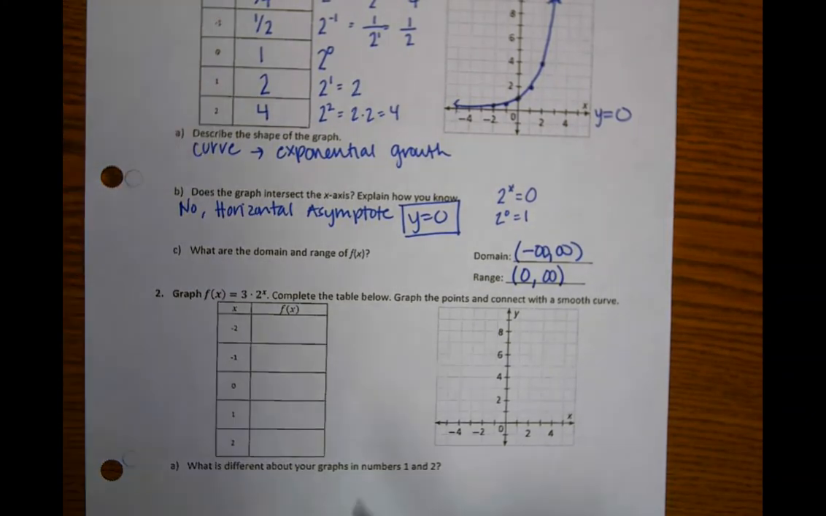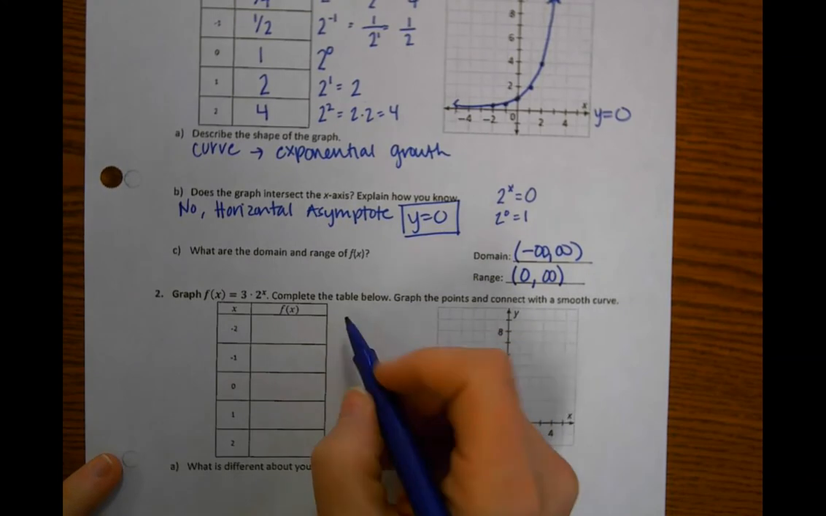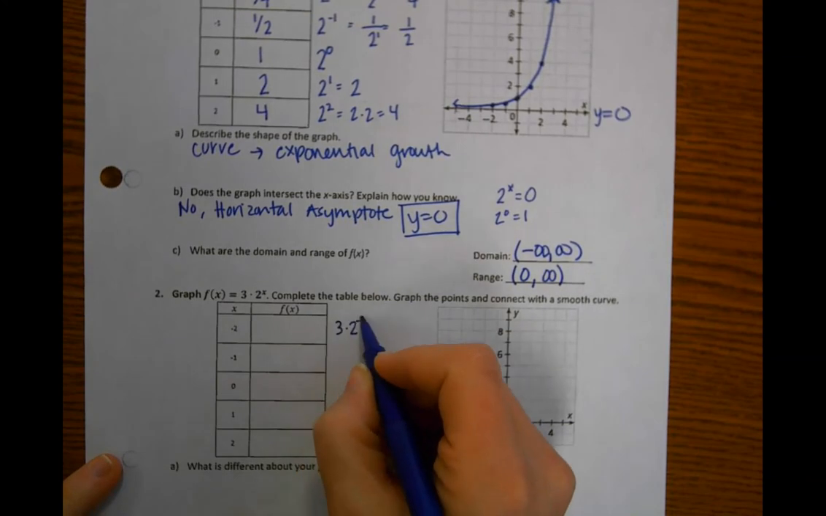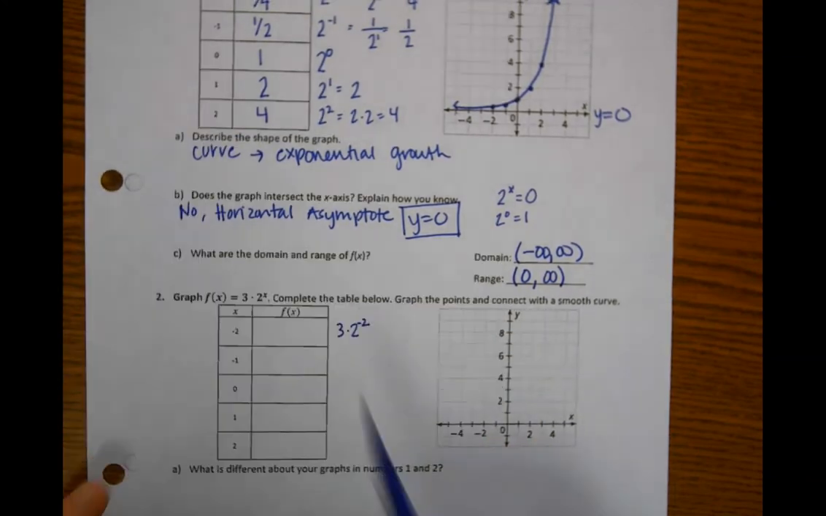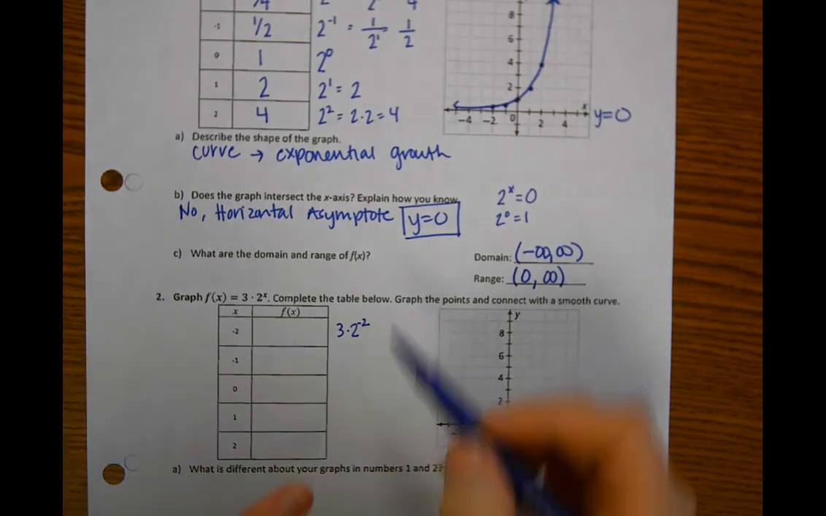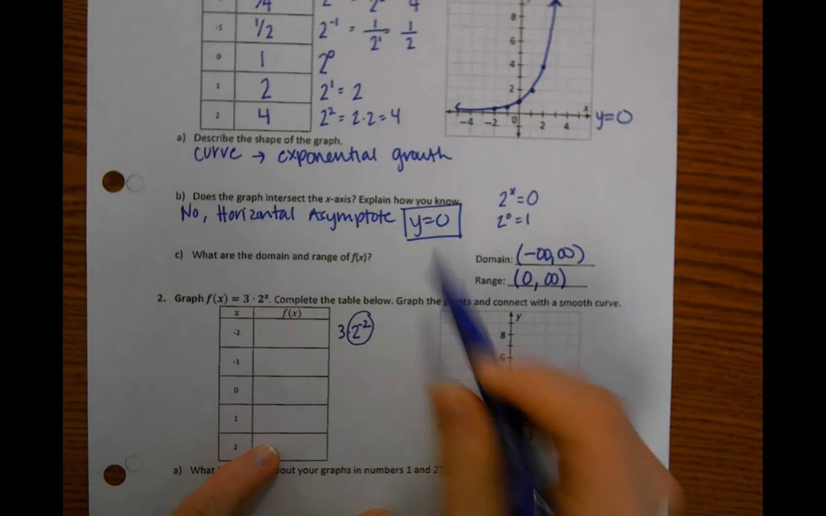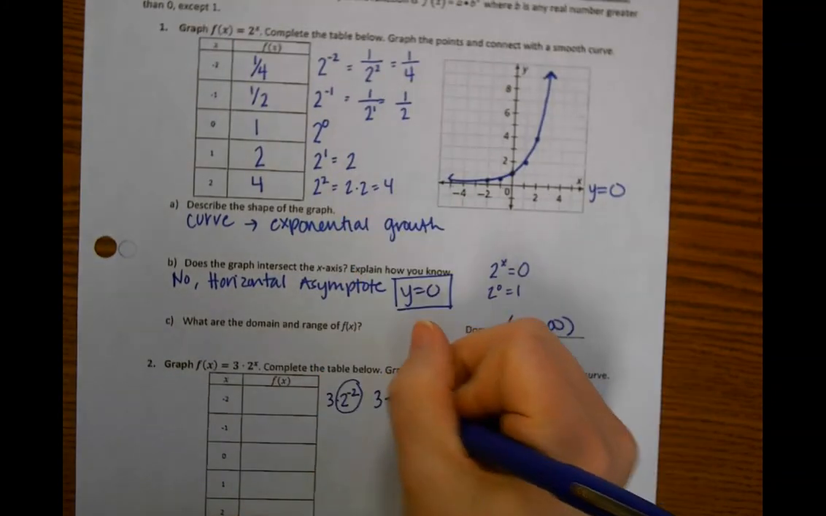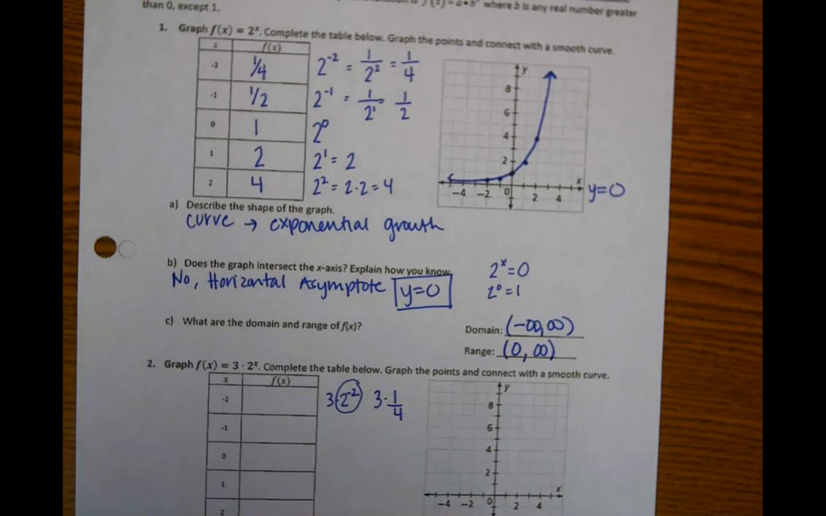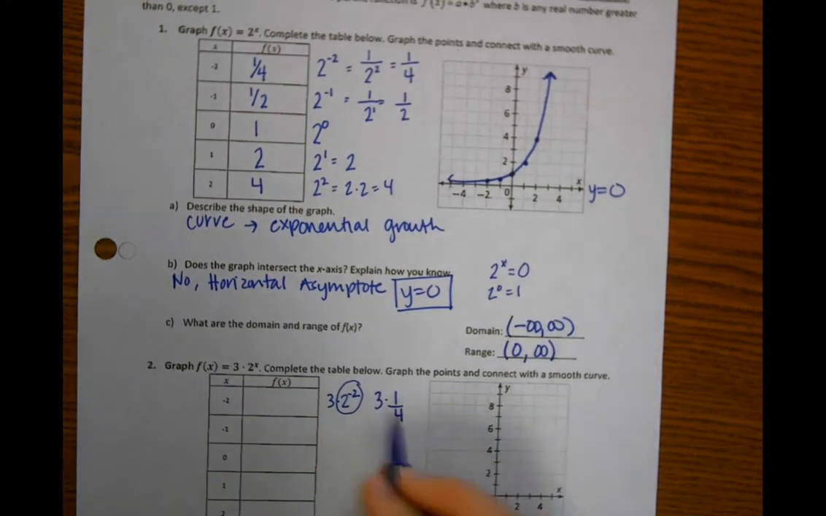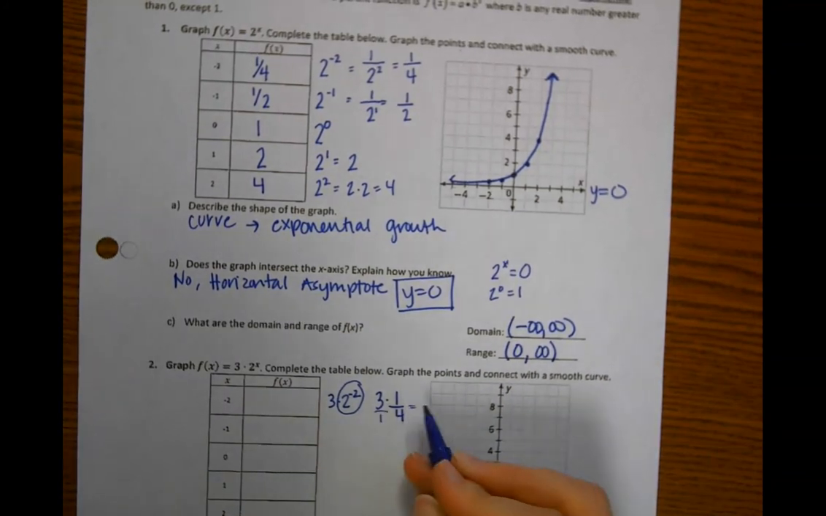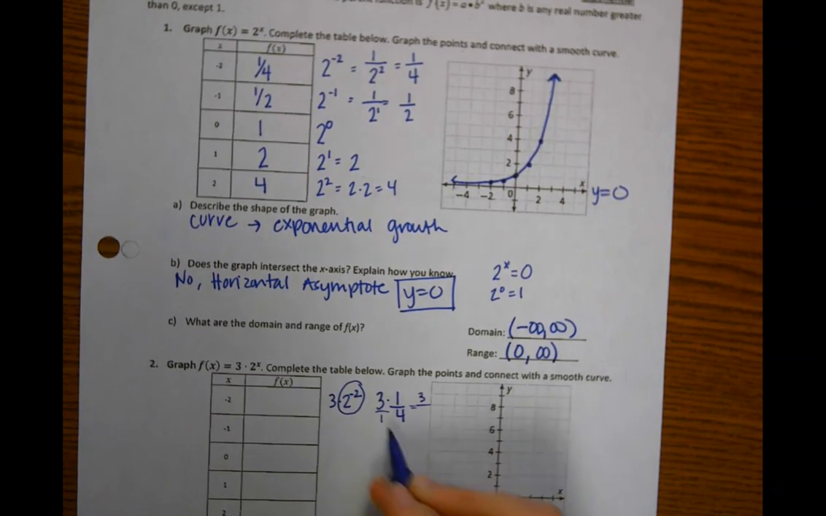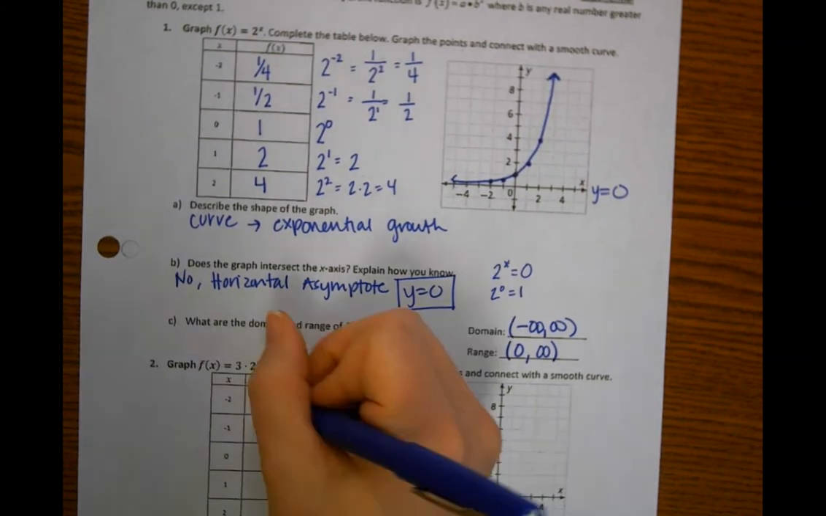So when I plug in my x value, I have 3 times 2 to the negative 2. Well, remember, order of operations tells us to do exponents before we multiply. So if I solve this first, we already know from the top of here, 2 to the negative 2 is 1/4. So now I have 3 times 1/4, which, when I multiply these fractions straight across, 3 times 1 is 3, 1 times 4 is 4, gives me 3/4.